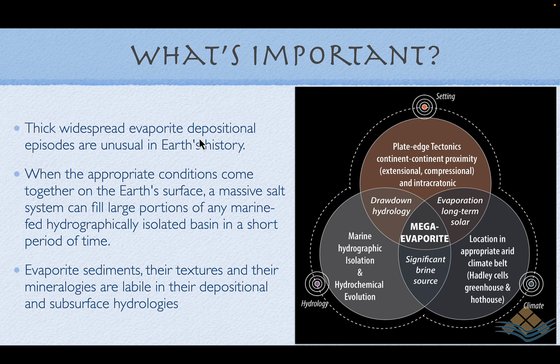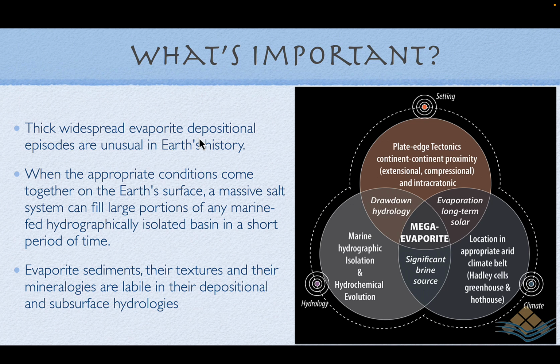So if we want to form a large mega evaporite, a mega halite or a mega sulfate basin in the ancient, like the Messinian, like the Permian evaporites in the North Sea, we need the appropriate grouping of plate tectonics, where we tend to see continent-continent proximity across a range of tectonic settings. We see those evaporite depositional systems located in the appropriate climate belt, typically associated with Hadley cells and in ancient greenhouse and hothouse Earth climates. We'll discuss each of these topics in detail in the course.